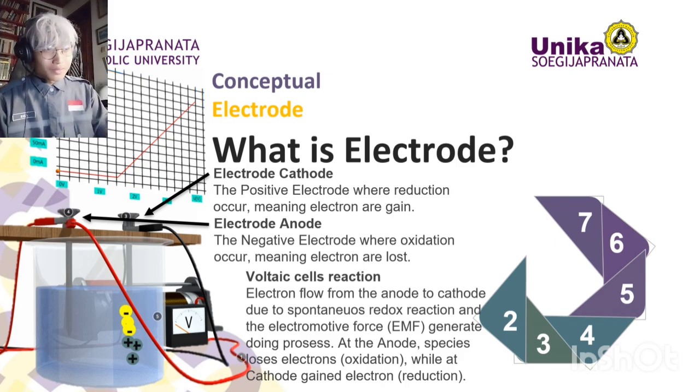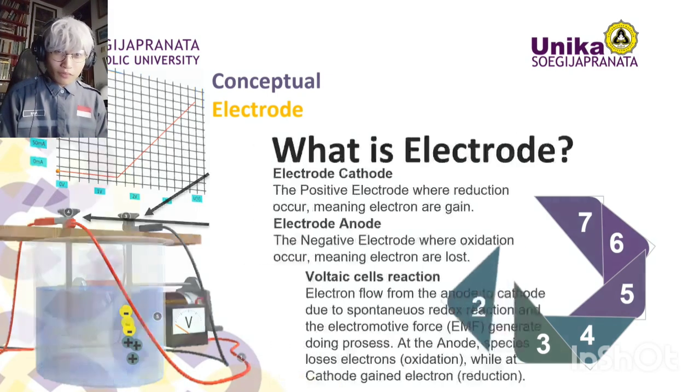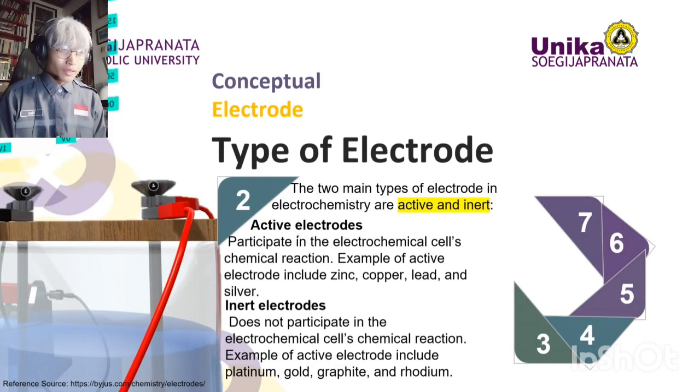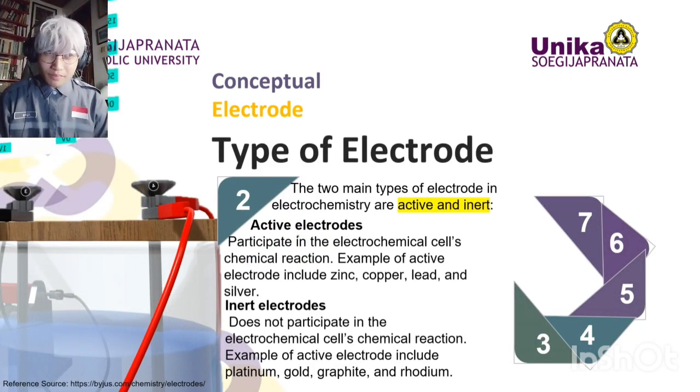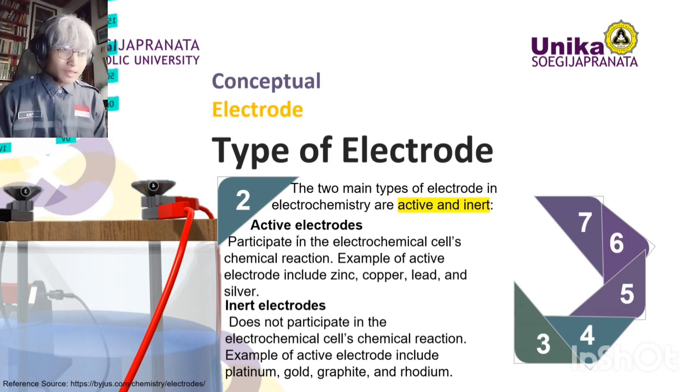Secondly, we're going to talk about the types of electrode. There are two main types of electrode in electrochemistry: active and inert. An active electrode participates in the electrochemical cell chemical reaction. Examples of active electrodes include zinc, copper, lead, and silver. An inert electrode is quite the opposite because it does not participate in the electrochemical cell chemical reaction. Examples of inert electrodes include platinum, gold, graphite, and rhodium.